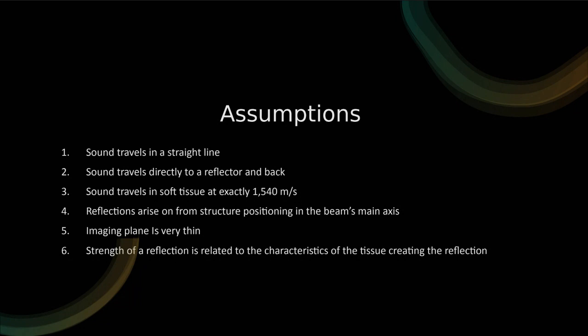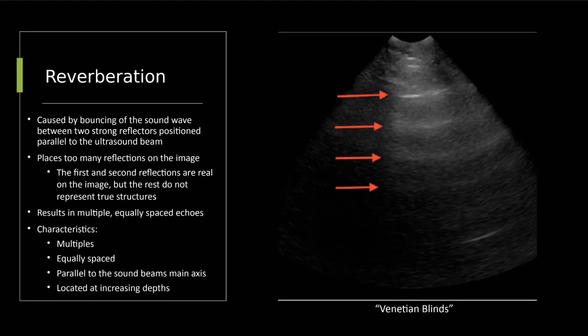We also assume that our imaging plane is very thin because of the way that our scan lines are produced from the machine, right? That's kind of a standard assumption in terms of manufacturing. And then the strength of a reflection is related to the characteristics of the tissue that are creating that reflection. So what we're trying to image makes its own appearance on the system itself. So those are our basic assumptions. When something doesn't go according to plan, in agreement with those assumptions, that's when we're getting these errors in imaging.